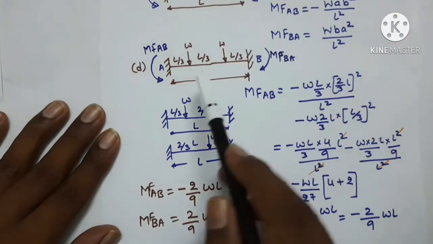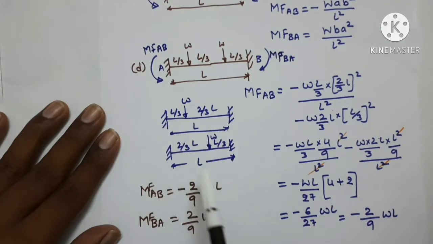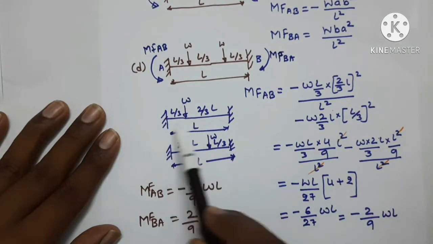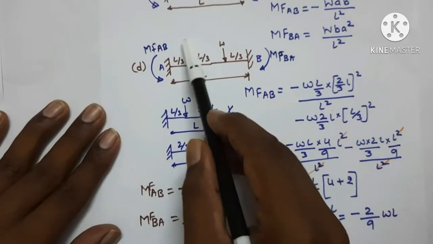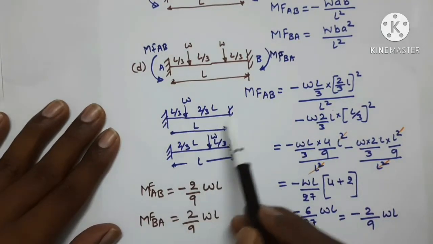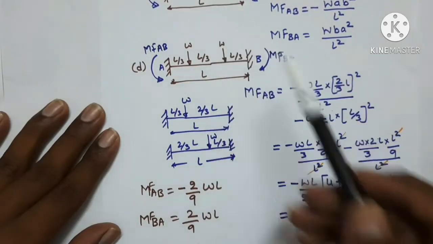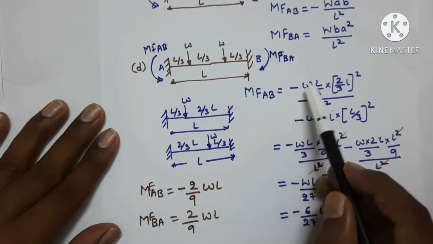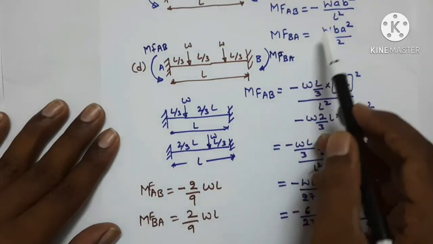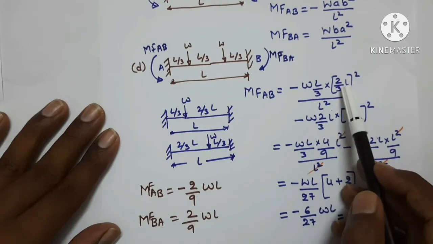In this particular case, I have bifurcated the cases like this. In the first case, I will neglect this load and apply only one W. In the second case, I will neglect this one and apply only this load. So it is easy to write the equation. Applying the same equation as it is, minus W, here A is L by 3 and this distance B is 2/3 of L.